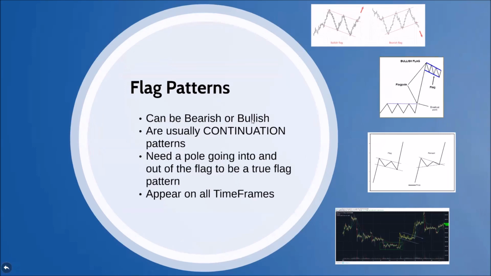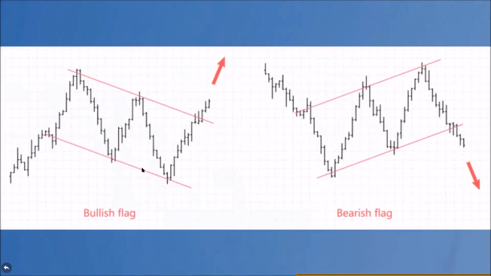They can be bearish or bullish. They're continuation patterns. They need a pole going into and out of the flag to be a true flag pattern, and we see them on all time frames. And these pictures, you can also click on them as well. So here's an example of a bullish flag. Here's an example of a bearish flag. Only difference is the approaching and exiting direction is either up for bullish or down for bearish.